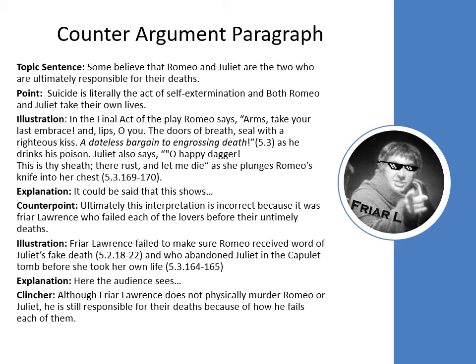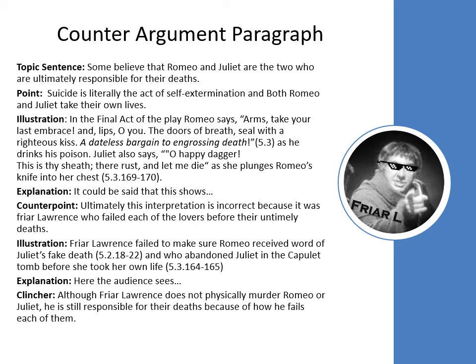So for my illustration, I'm just paraphrasing here because after the length of the double quoted illustration before, I'm not trying to make this an hour-long video. Keep it simple, paraphrase it. We still include our citation. We've got the line numbers in there. Friar Lawrence failed to make sure that Romeo received word of Juliet's fake death, and that's in 5-2, lines 18 through 22. And he's the one who abandoned Juliet in the Capulet tomb before she took her own life. That's in 5-3, lines 164 to 165.